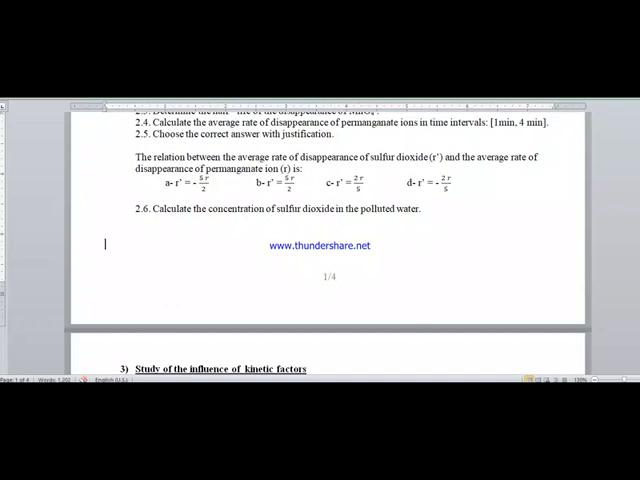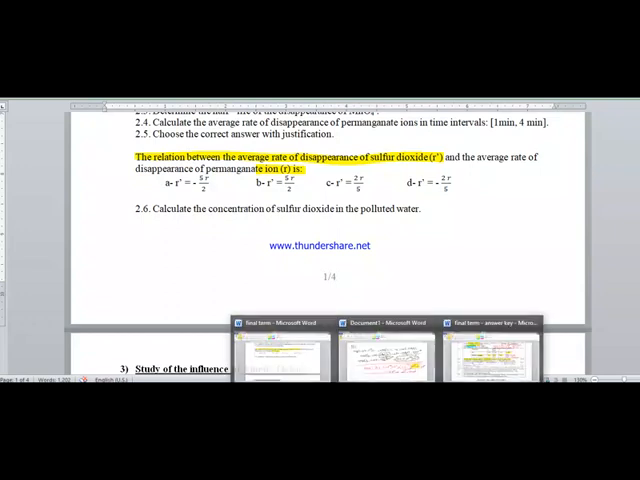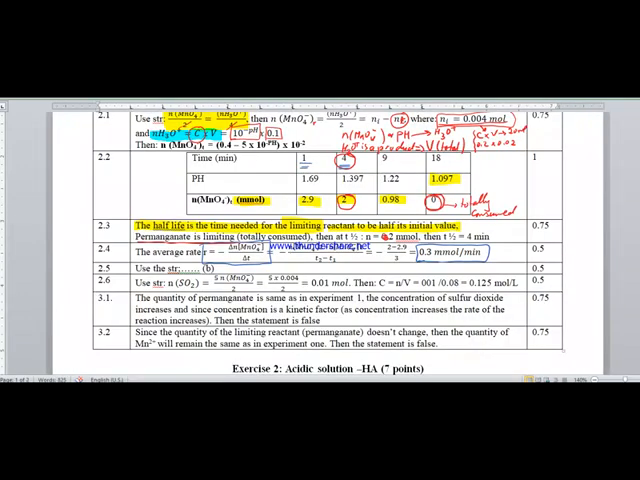The relation between the average rate of disappearance of sulfur dioxide, R prime, and the average rate of disappearance of permanganate ion is... We choose the correct relation between the average rate of disappearance of sulfur dioxide and the rate of disappearance of permanganate. Here we use the stoichiometric ratio. By using the stoichiometric ratio I calculate the average rate.